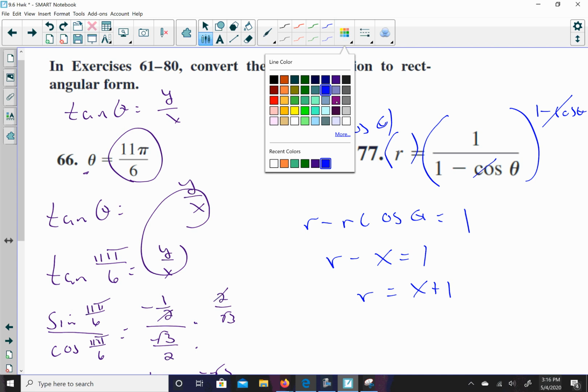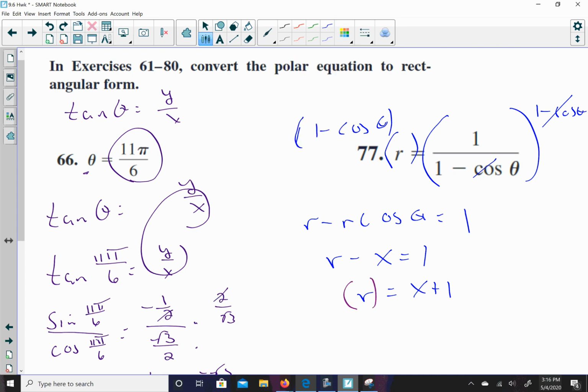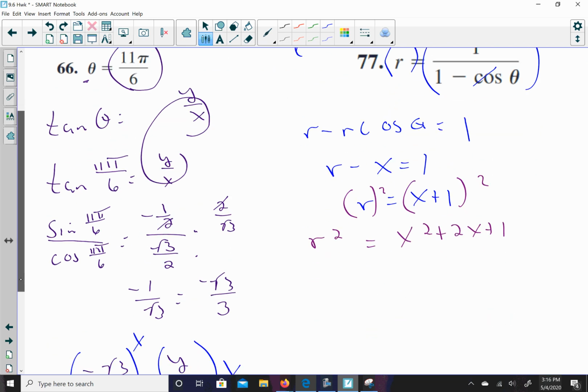But if I take this and I square this side, which means I'd have to square this side, I would have r squared, which I can rewrite in terms of x and y. And then this squared will be x squared plus 2x plus 1. So r squared is equal to x squared plus y squared is equal to x squared plus 2x plus 1.